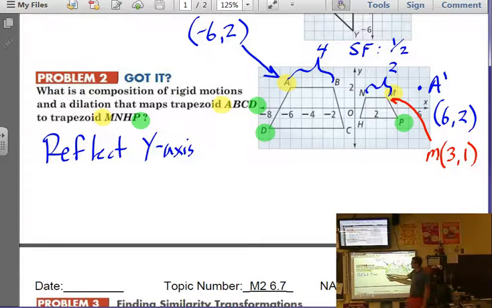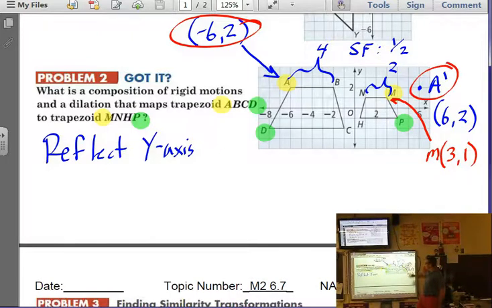So if I reflect over the y-axis, I start at a point A of (-6, 2). So my A prime would now be out here at (6, 2). And why I'm pointing out where your A prime is: we already know that the scale factor is 1/2. So when we dilate, every x value and every y value is going to be halved. So if I think about halving my x and my y values, will that land me at my final point M? It does, in fact, get me to my point M of (3, 1).